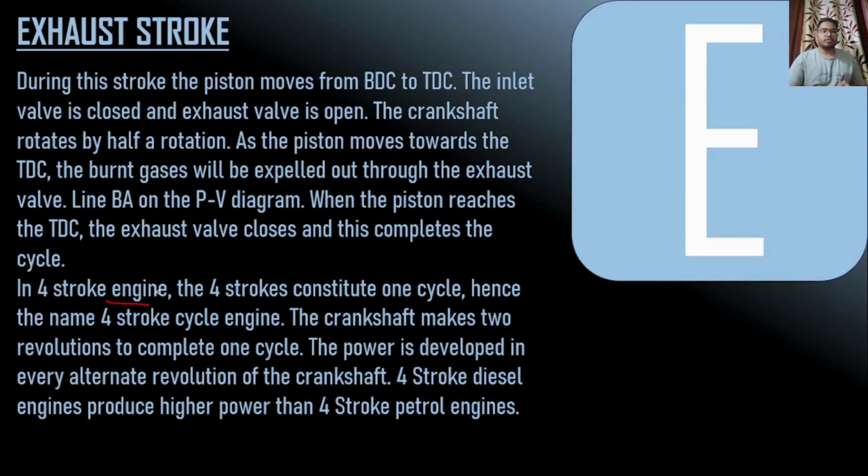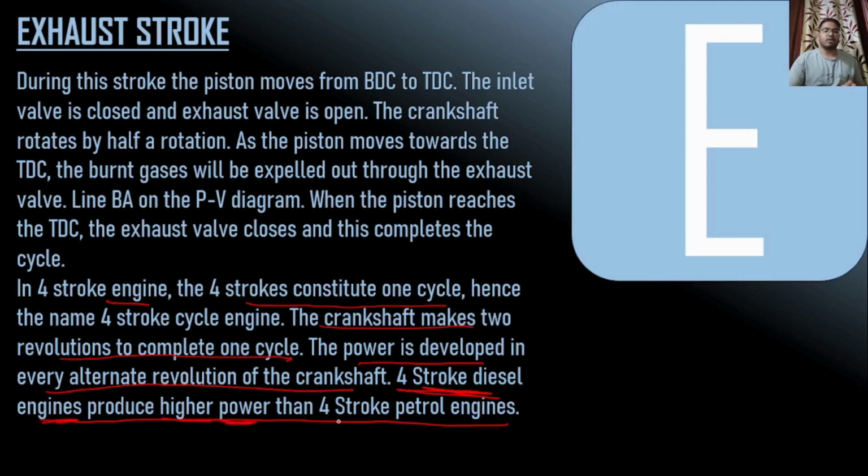In a four-stroke engine, the four strokes constitute one cycle, hence the name four-stroke cycle engine. The crankshaft makes two revolutions to complete one cycle. The power is developed in every alternate revolution of the crankshaft. The four-stroke diesel engine produces higher power than the four-stroke petrol engine. This basically says that the four-stroke diesel engine is much more efficient than the four-stroke petrol engine.